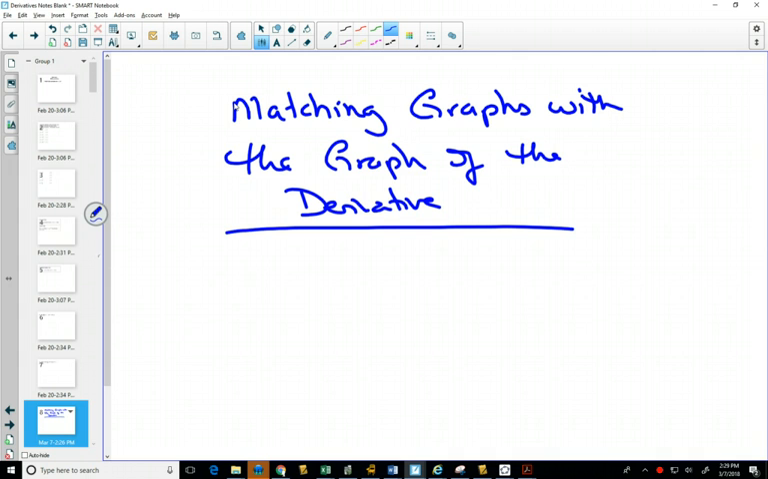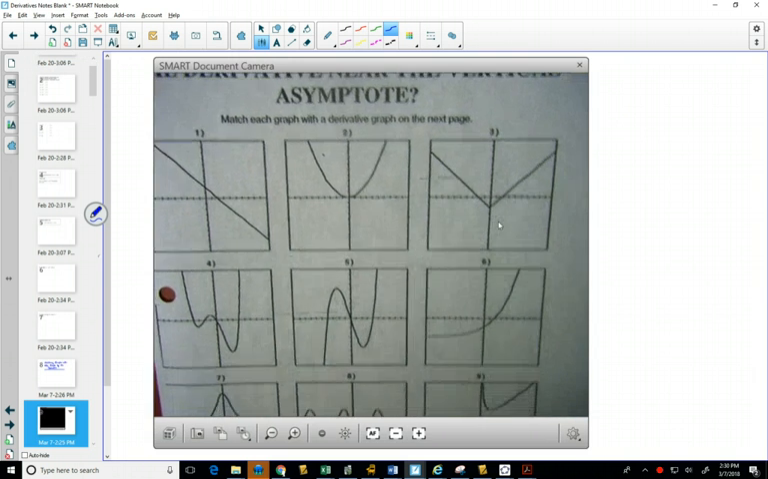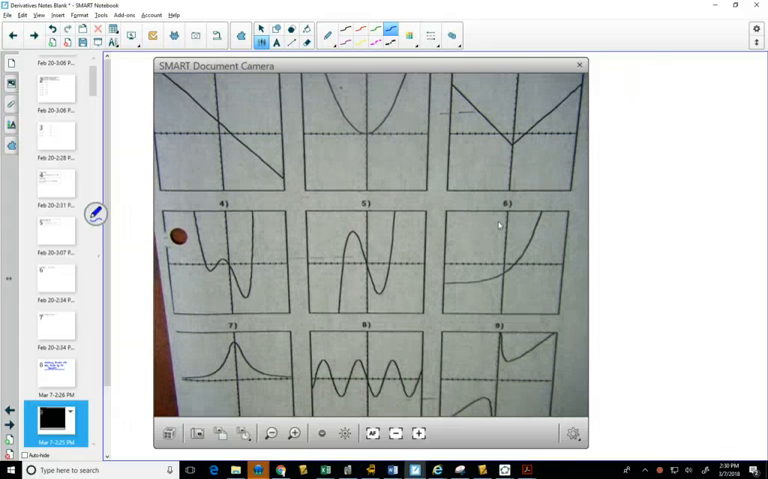So if I were to pick a graph, I've got a bunch of graphs here. If I were to pick one of these graphs and want to draw the derivative graph based on just looking at that graph, how would I do that? So the first one is just a straight line, okay? And that straight line has a negative slope. So if I pick any point on here, well, the tangent at that point is exactly the same as the slope of that line.